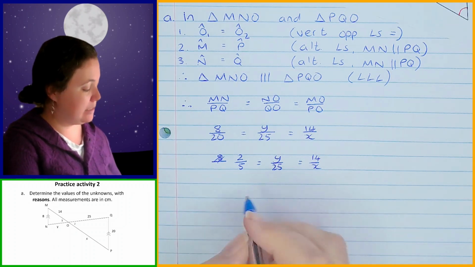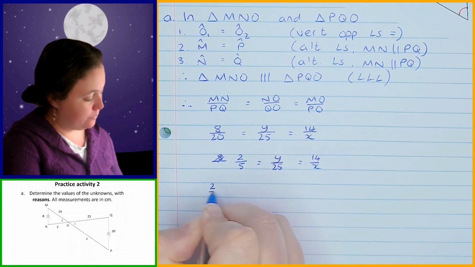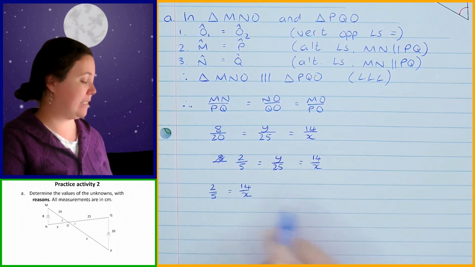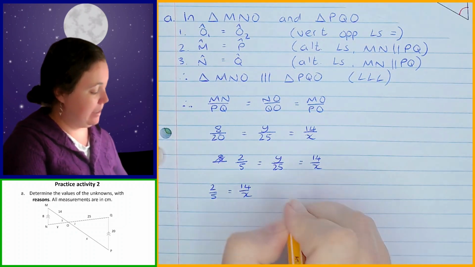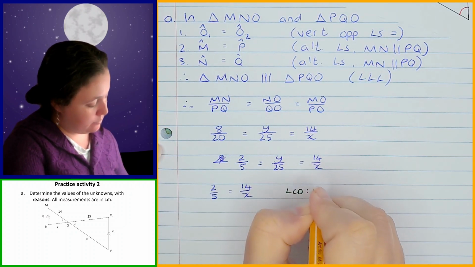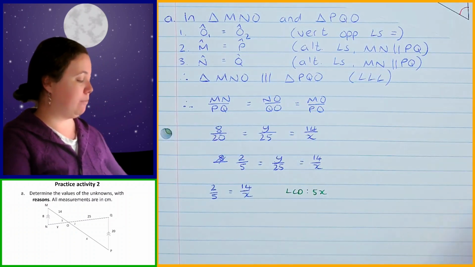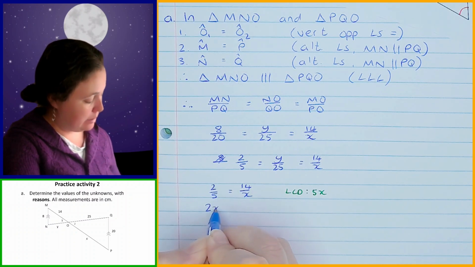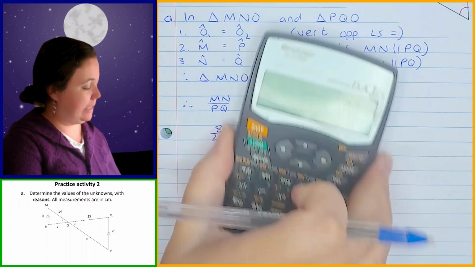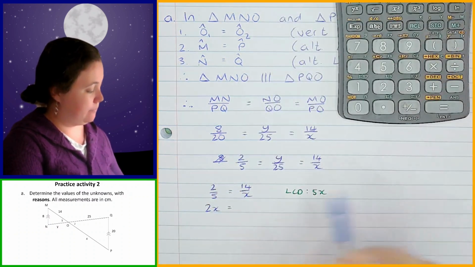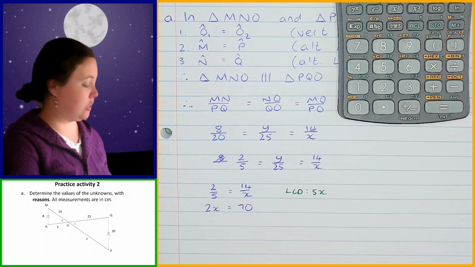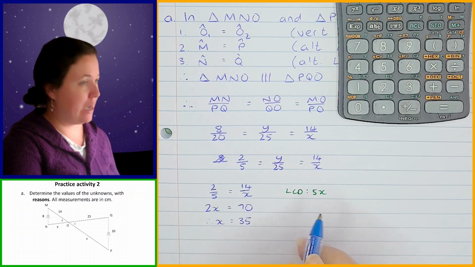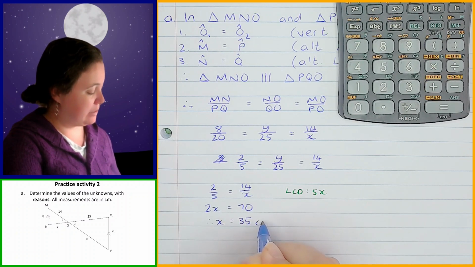Okay, so first I'll do x. So I'm going to have 2 over 5 equal to 14 over x. And now I'm going to go and solve for x. My LCD here is 5x. So I multiply by x on this side over here because I don't have an x in the denominator. So it's going to be 2x equals 5 times 14 is 70. Okay, so I have 2x equals 70, so therefore x must be equal to 35. And these are in centimeters, so that's 35 centimeters.